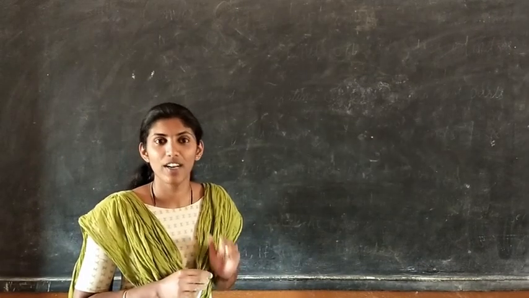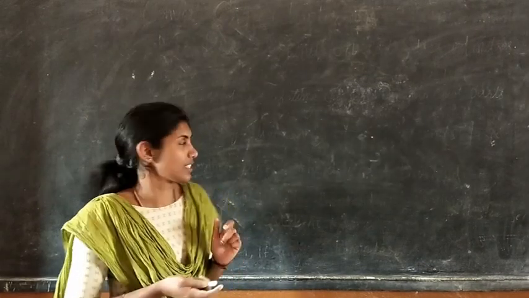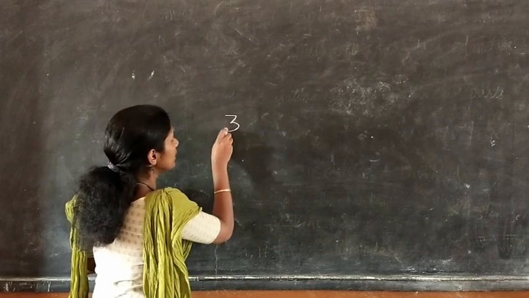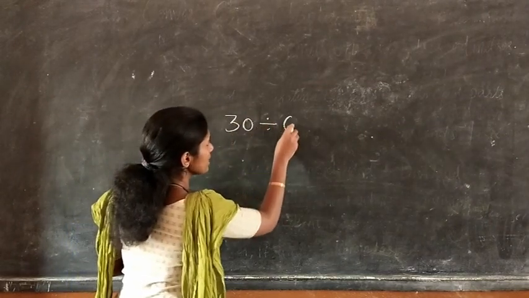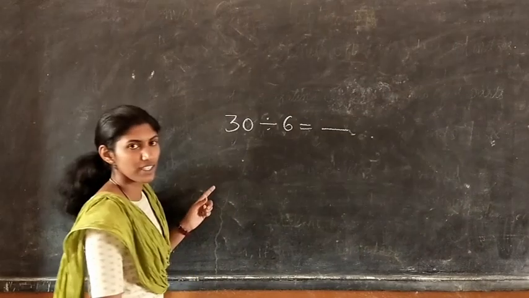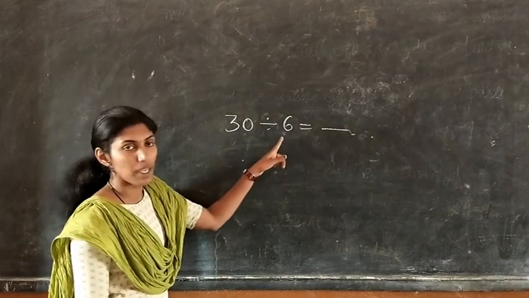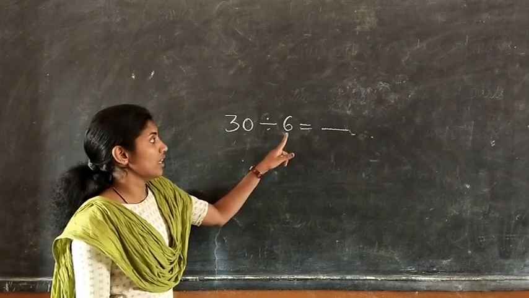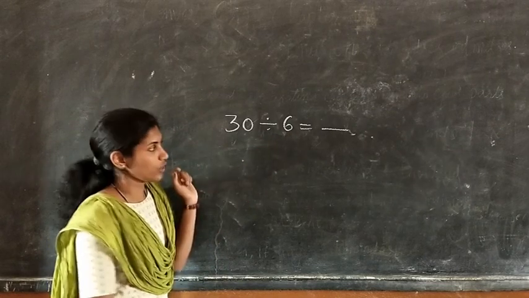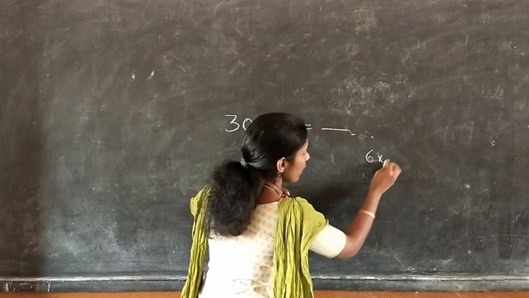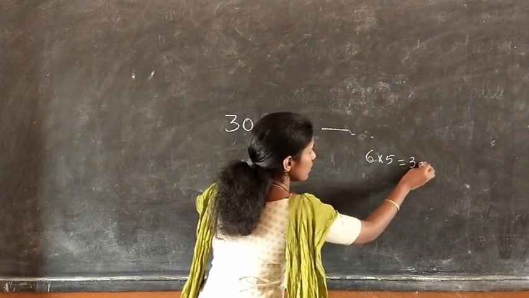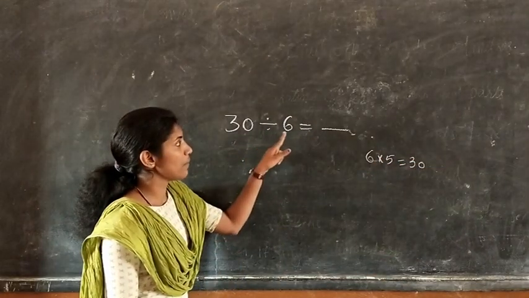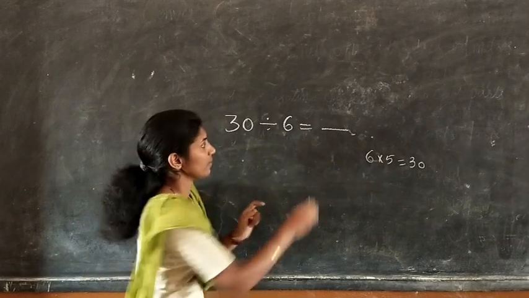In second standard, we learned division using tables. For example, 30 divided by 6 equal to dash. How are we finding it? First, we have to recall the multiplication table of 6. How many times 6 is 30? For that, we know that 6 into 5 is 30. So, 30 divided by 6 equal to 5.